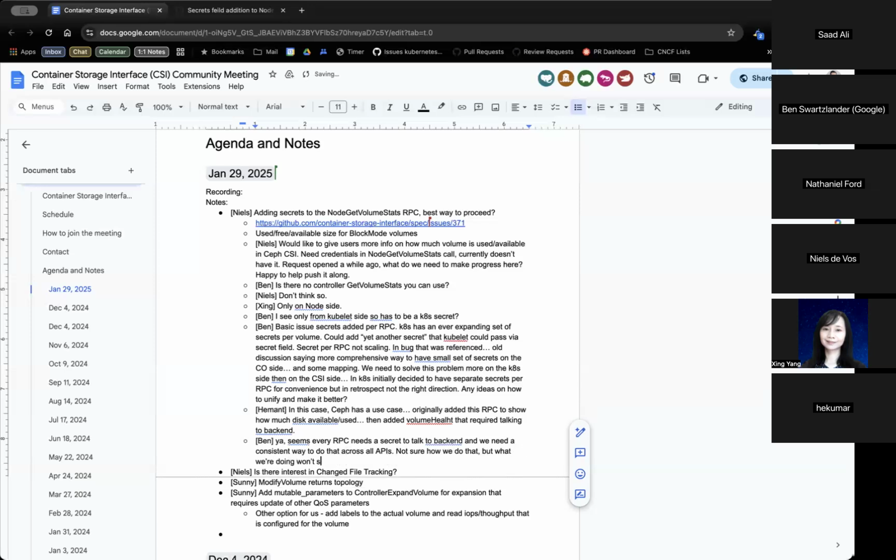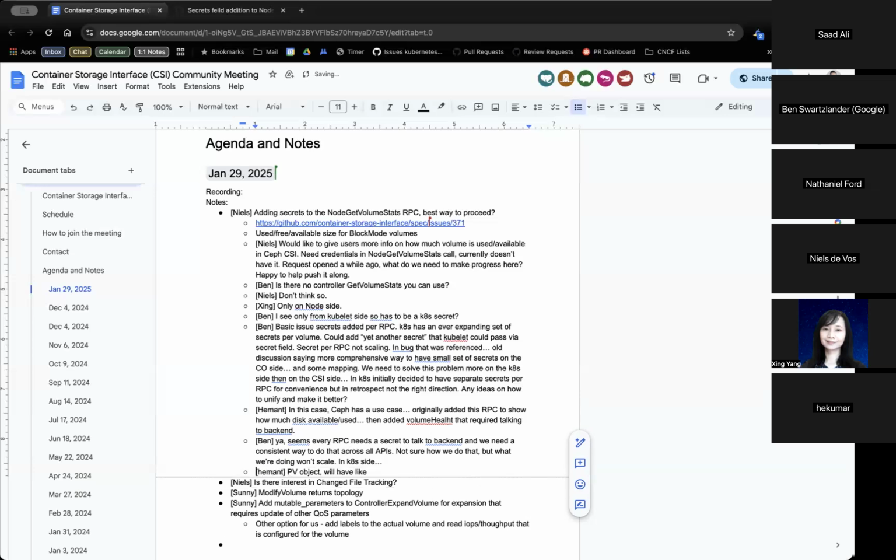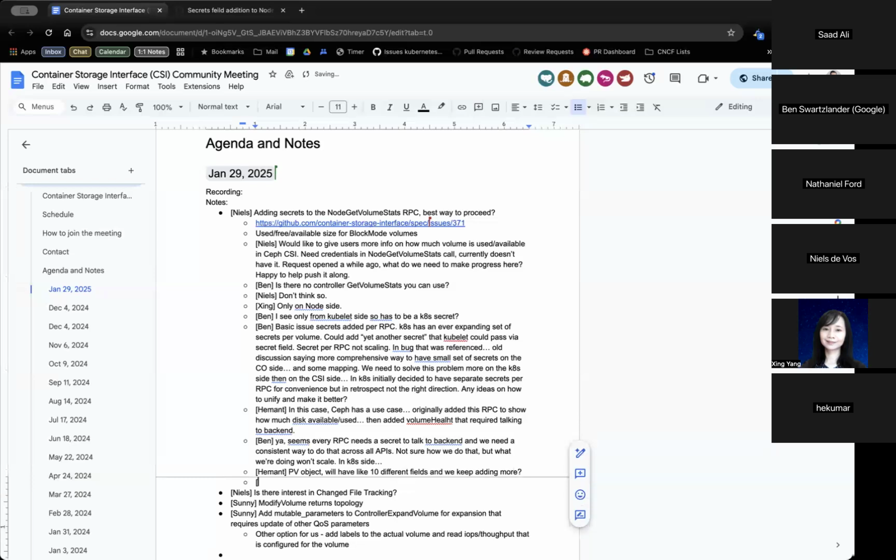It means on the Kubernetes side, the PV object will have, I don't know, 10 different fields already. Well, I mean, we need to be backwards compatible, obviously, with what already exists. But instead of just adding more and more and more, I feel like we should add one or two more secrets that are the last secrets that are going to be reused everywhere, right?